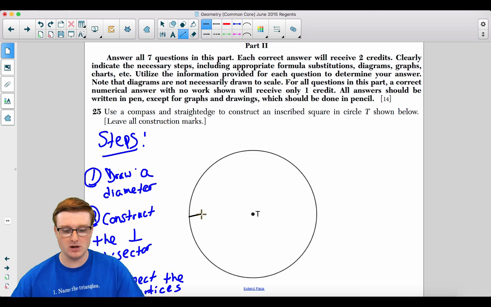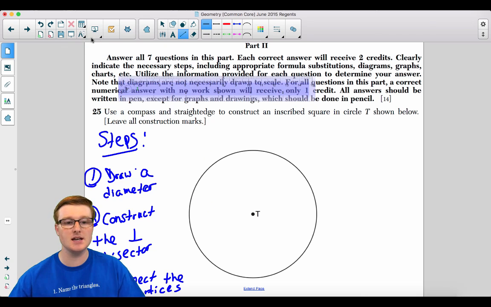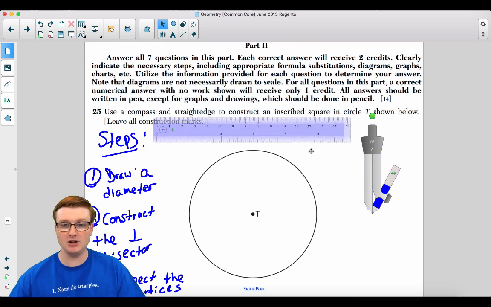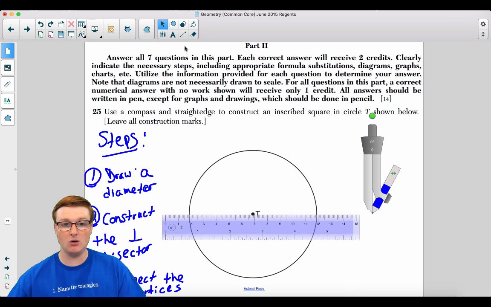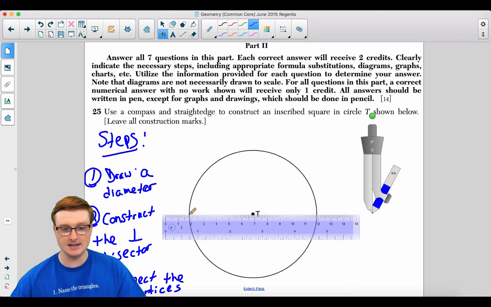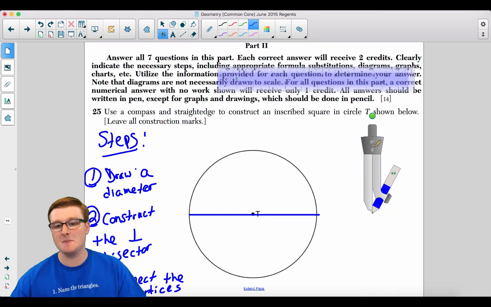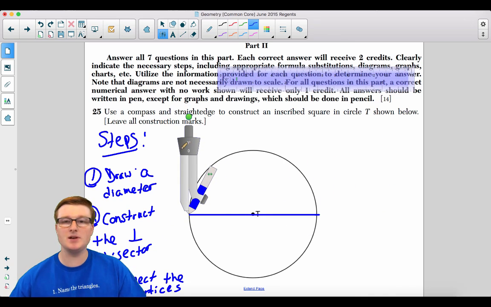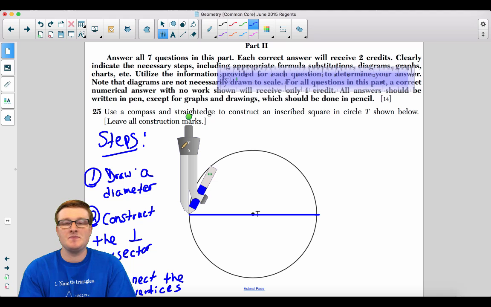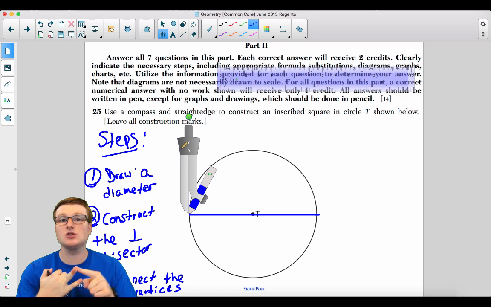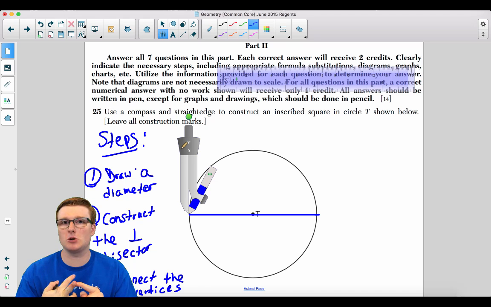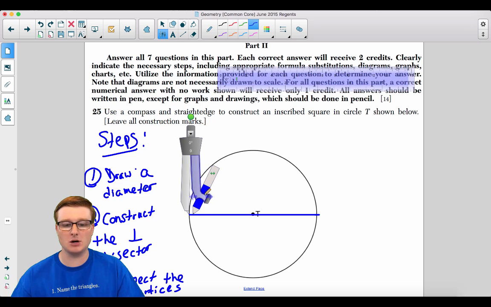So the first step is to construct a diameter. You need a compass and a straight edge, and a straight edge is really just a ruler, so it doesn't matter what you have, but you need a straight edge first. So I'm going to construct a diameter all across the way. There's my diameter. Now, I need to create a perpendicular bisector, and this is why I'm doing this. In a square, by definition, the diagonals are congruent. The diagonals bisect each other, and the diagonals are perpendicular to each other. So I need to create the perpendicular bisector.